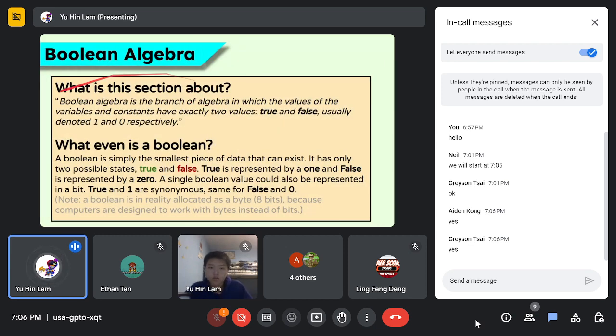So what is Boolean algebra basically? Boolean algebra is just a branch of algebra. Algebra is just talking about variables and solving those variables. And in Boolean algebra, there's actually only two values, true and false, and it's usually represented by ones and zeros, respectively.